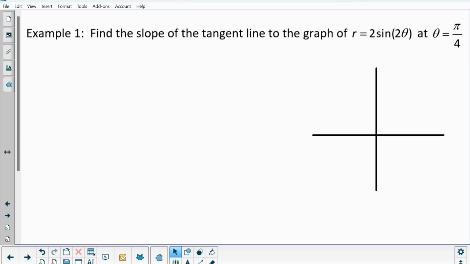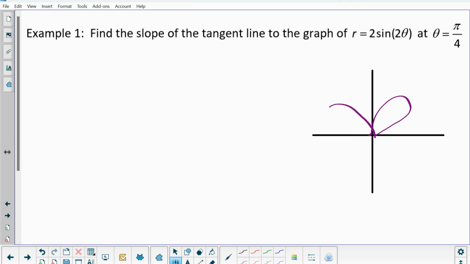Okay, so if I were to draw this rose, it's a sine rose with 4 petals. Each of the petals will be on the pi over 4 angles. Okay, so something like this. The tangent line that we're talking about, it says tangent at theta equals pi over 4. So we're talking about this line. I hope you can take a guess at what the slope would be there. I'm not going to tell you, but I hope you can guess.